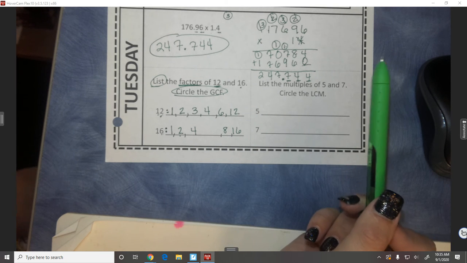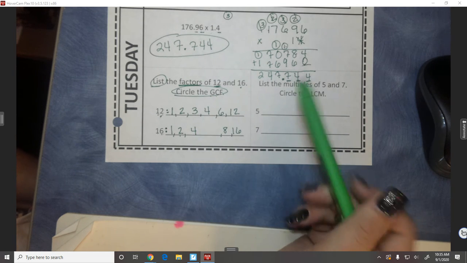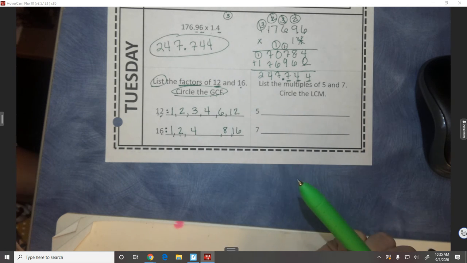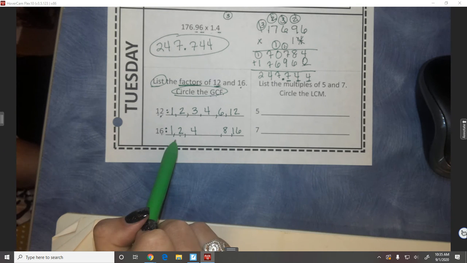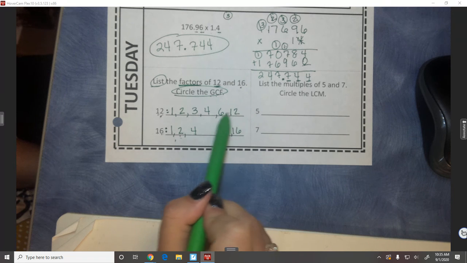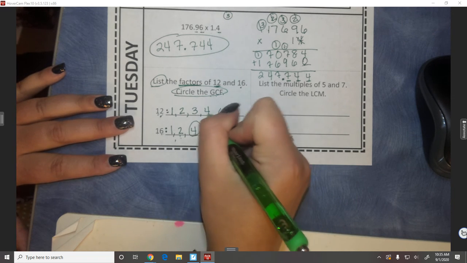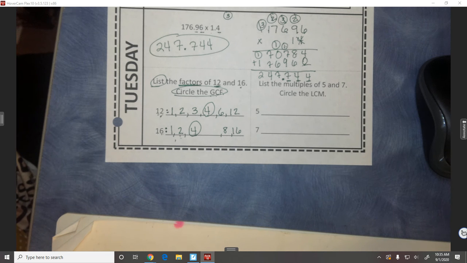So now that we've listed the factors, we need to circle the greatest common factor. So what's the greatest number they have in common? They both have 1, they both have 2, they both have 4, but they don't both have these numbers over here. So the greatest number they have in common is 4.